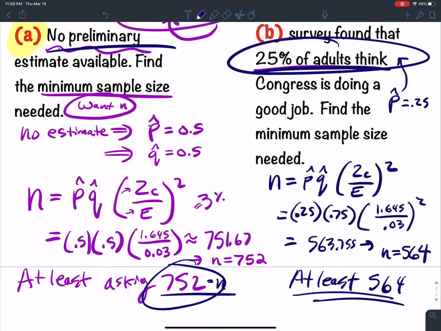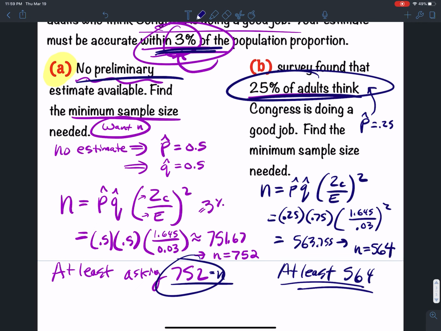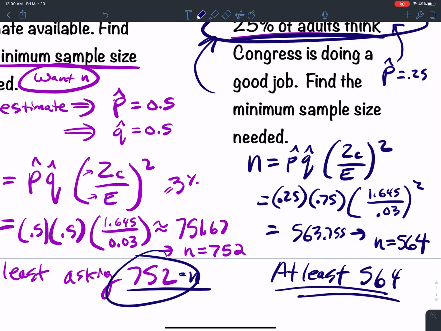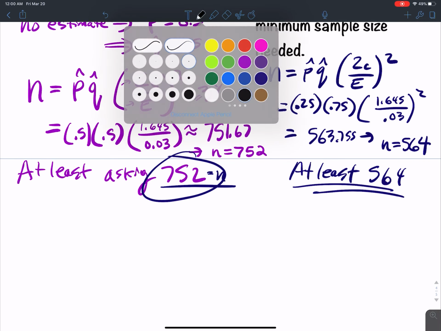That's less people than over here. So what's easier? Going out and asking 752 people or going out and asking 564 people? Well, it depends on how hard it was to gather the information previously from asking people, if 25% of people like what Congress is doing. So that really is where the question hinges.